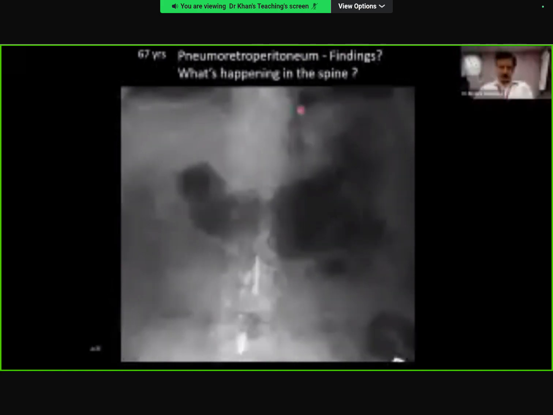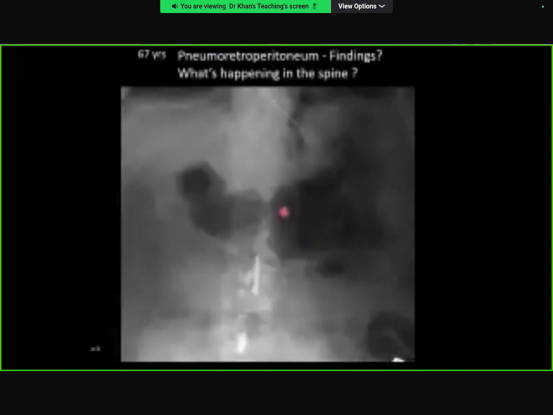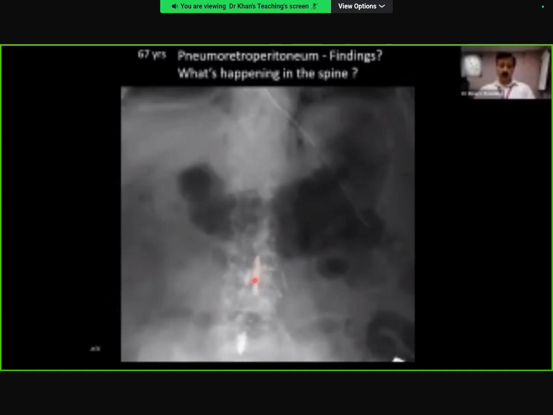pneumoretroperitoneum. You can see, look at this diaphragm, the posteromedial portion that is outlined. What is this in the spine? What's happening here? So there's a bit of story, what is the story here? So the patient has got degenerative disc disease, and then there's a spinal fusion. Not at all interested in the fusion, etc. What is this high density? You see this high density? Yes, this high density is actually outlining maybe nerve roots here also.